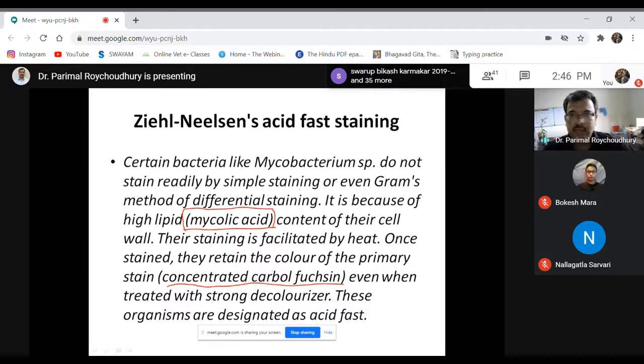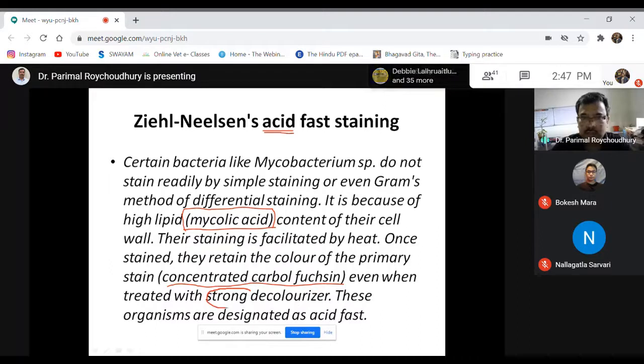Then the bacteria can be stained, and once the bacteria pick up the stain, it is extremely difficult to decolorize it. Once they take the color, it is difficult to decolorize. That becomes the basis of acid-fast staining. So why do we call it acid-fast staining? Because of very strong decolorizing agents like acid alcohol. You know alcohol is a good decolorizing agent, but if you mix acid and alcohol, that becomes a very, very strong decolorizing agent.